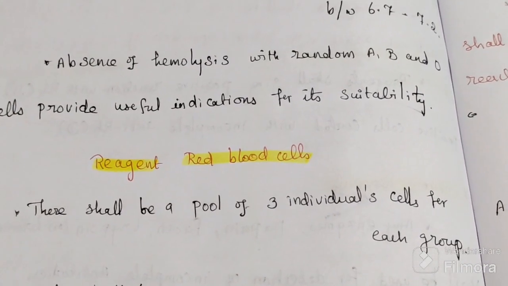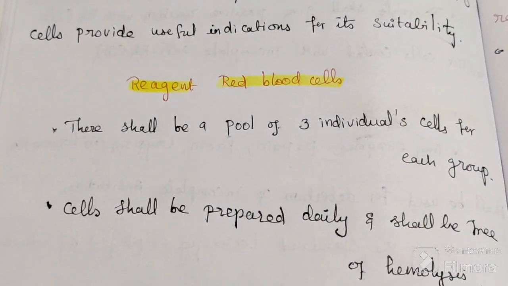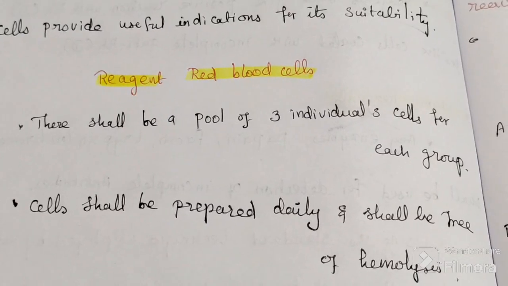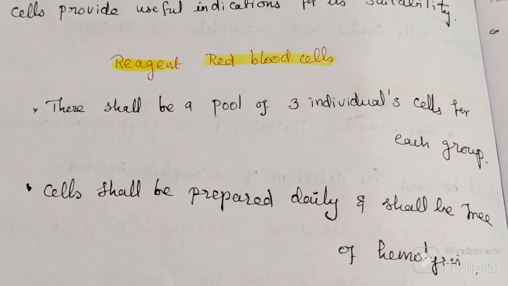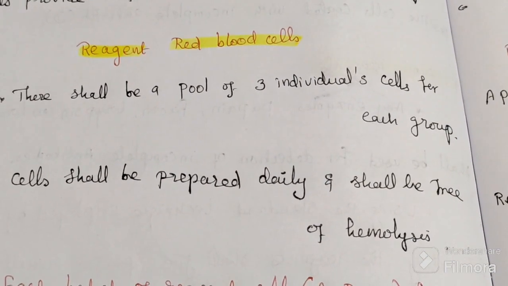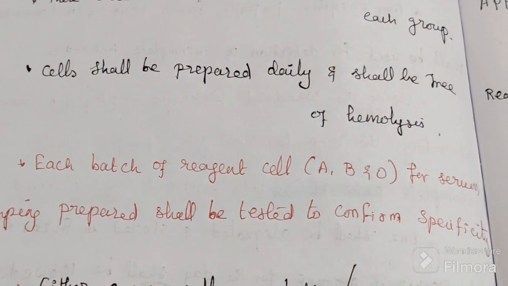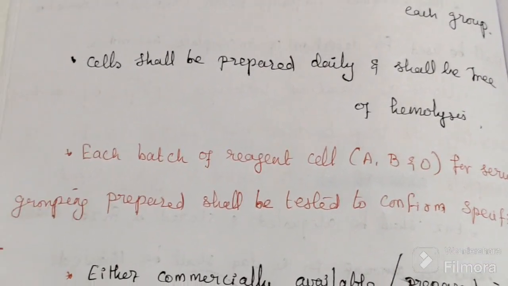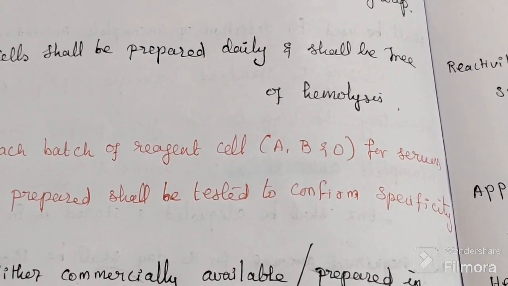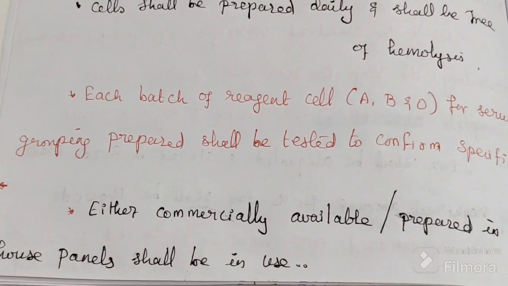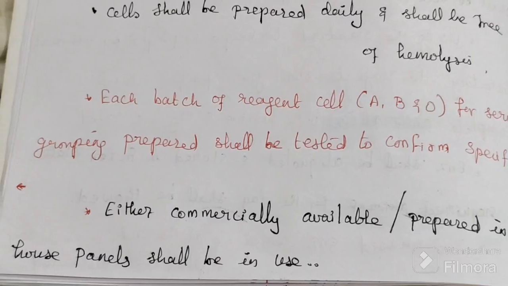Next, reagent red blood cells. There shall be a pool of 3 individual cells for each group. Cells shall be prepared daily and shall be free of hemolysis. Each batch of reagent cells for ABO serum grouping prepared shall be tested to confirm specificity. Either commercially available or in-house prepared panel shall be in use.